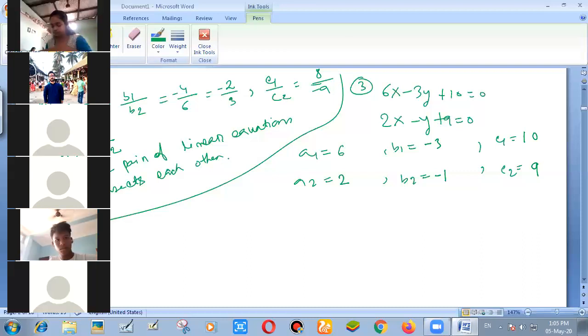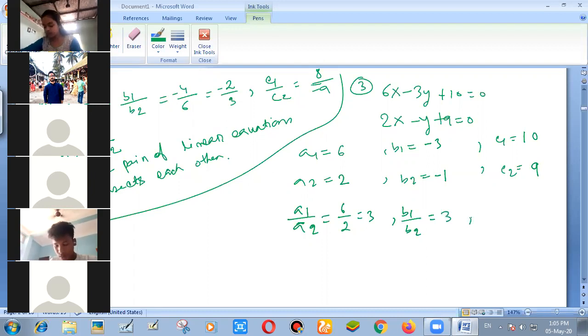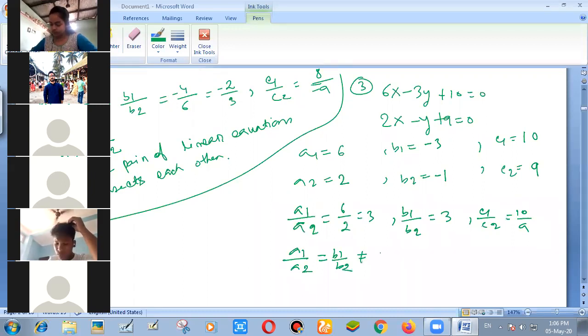Okay, good. So now check the condition: a1 by a2, b1 by b2, and c1 by c2. What is the value of a1 by a2? 6 by 2, so 3. Then b1 by b2: minus 3 by minus 1, it will be 3. Good. And c1 by c2: 10 by 9. Now this is the third condition: a1 by a2 equal to b1 by b2 does not equal c1 by c2. If this type of condition occurs, then they have what?